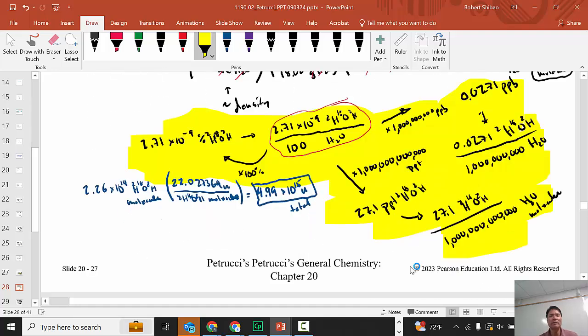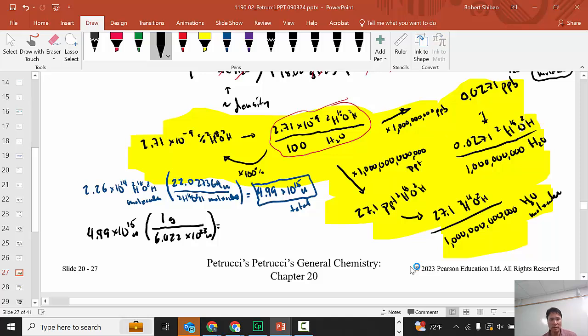Let's go back to the previous problem. I'm going to take my 4.99 times 10 to the 15 U and convert that into grams. 1 gram is equivalent to an Avogadro's number worth of U. So let's see how many grams of H2 are the heaviest of the water molecules you consume. 4.99 times 10 to the 15 divided by 6.022 times 10 to the 23rd gives us 8.28 times 10 to the minus 9 grams.